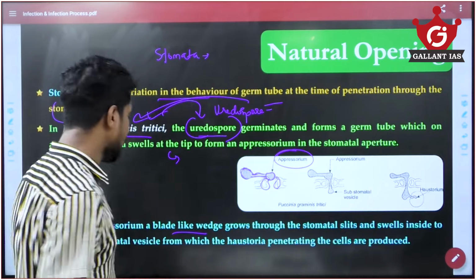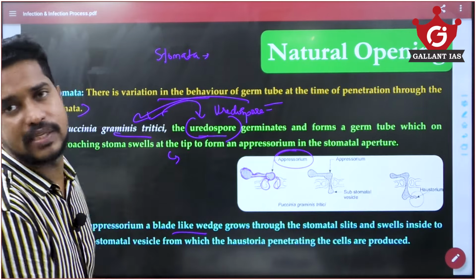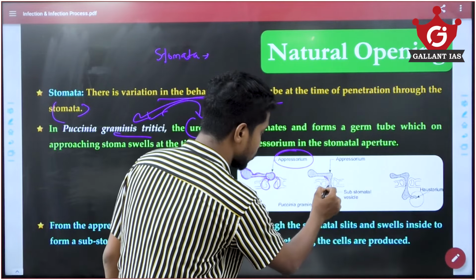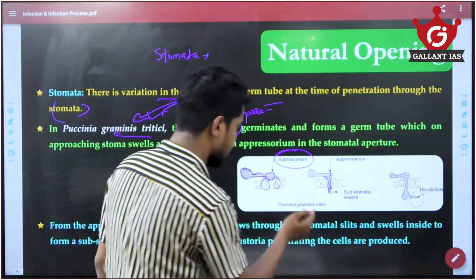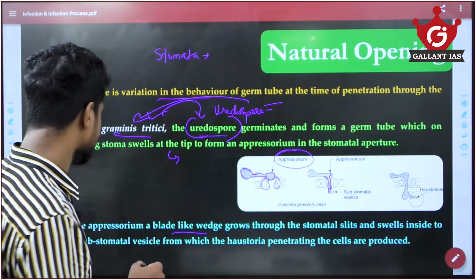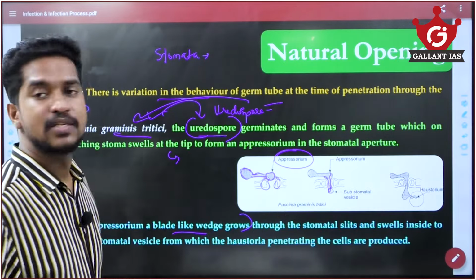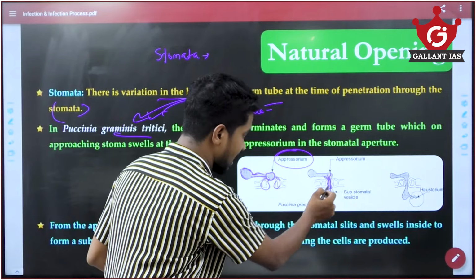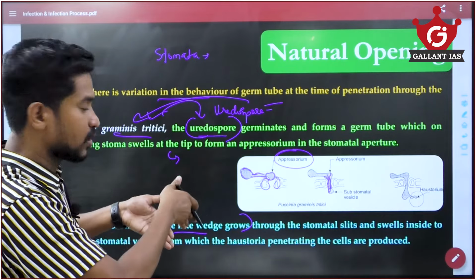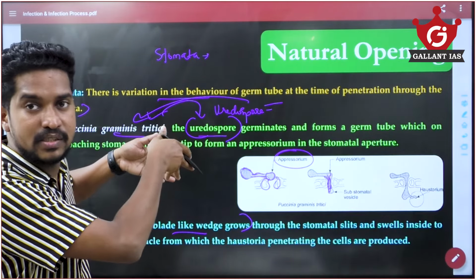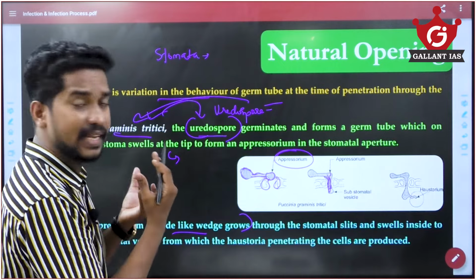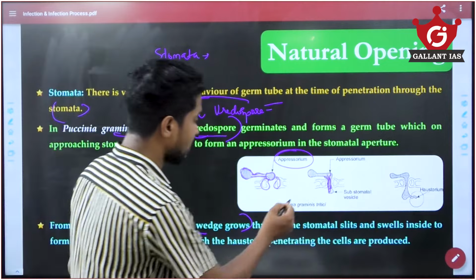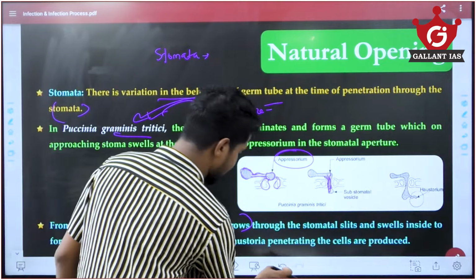From the appressorium, a blade-like wedge grows through the stomatal slits. Now look at the second one. Here you can see that through the stomatal slit, a blade-like wedge grows and swells inside to form a substomatal vesicle. Look at the figure.